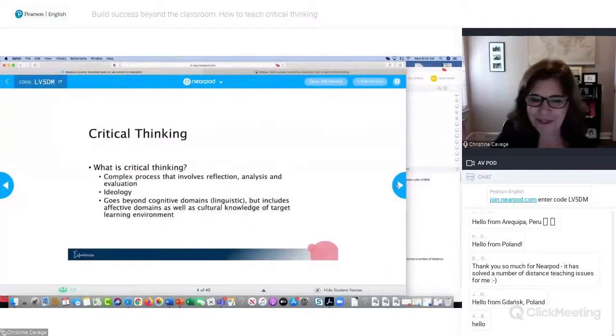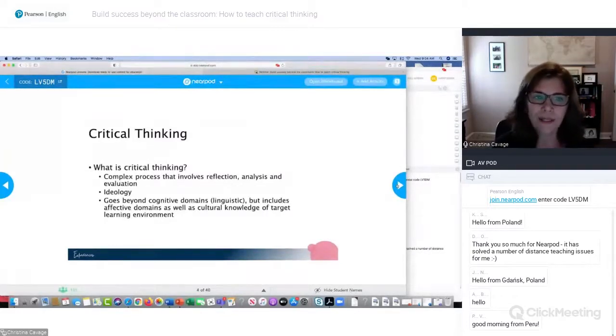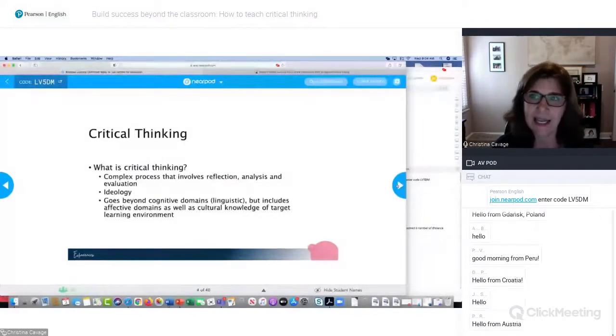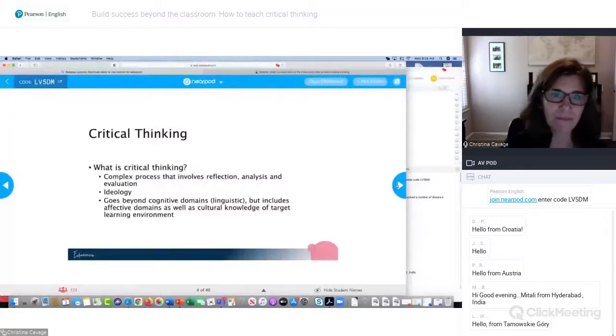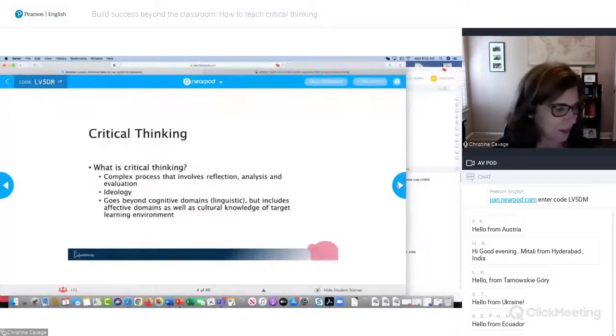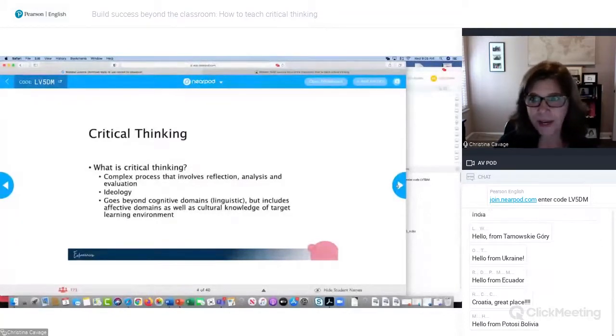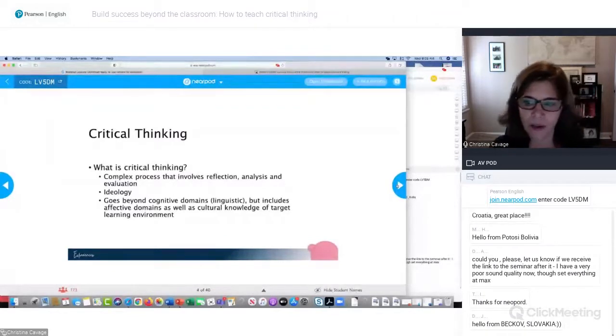Just to review for those of you who may not have been with us before, what is critical thinking? It is a complex process that really involves reflection, analysis, and evaluation. And for me, it's much more than just that simple definition. It's also an ideology. What do I mean by that? For me, it's a belief system. It's a system in which I believe that I need to incorporate this as part of my method in teaching my English language learners. And I think once you adopt critical thinking as an ideology, it becomes part of your teaching toolkit. We all bring with us to the classroom a great toolkit, so this is just another tool in our toolkit.